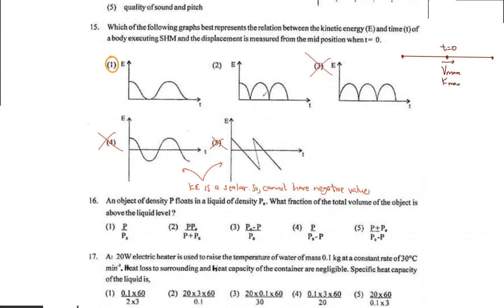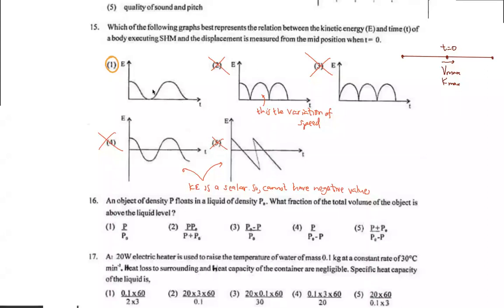This is the variation of speed, not kinetic energy. Kinetic energy will not be smooth like this. It will go like this. So the answer should be the first one.